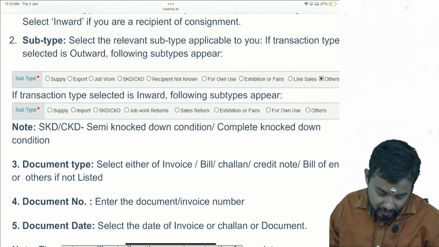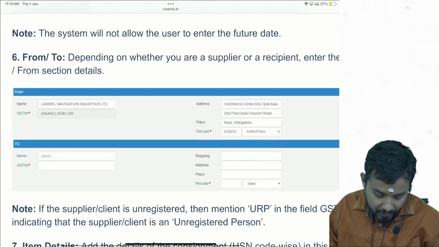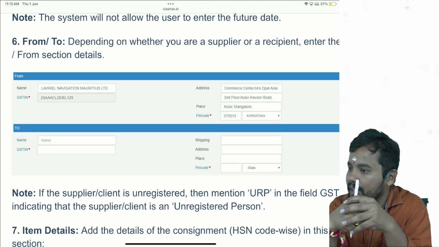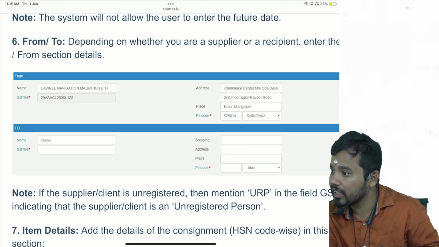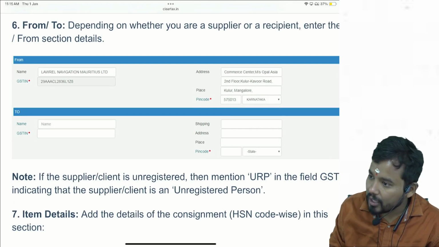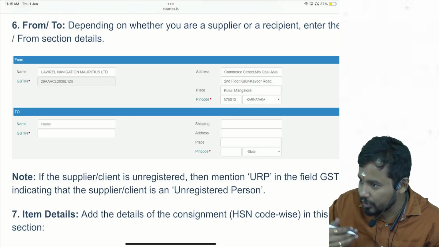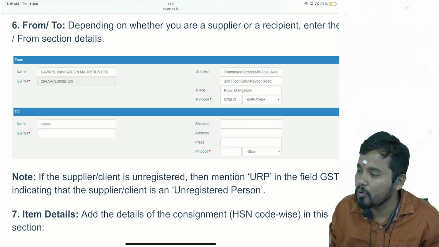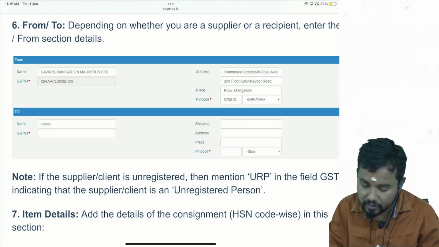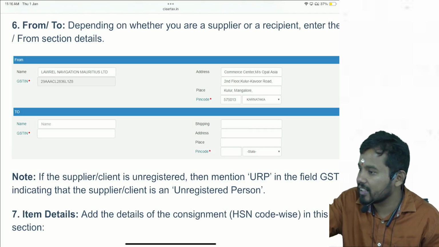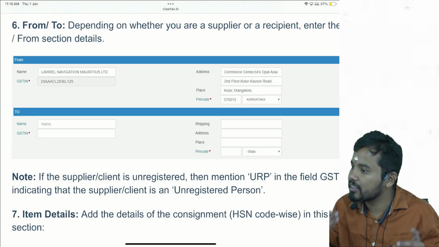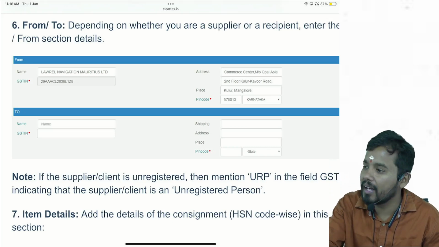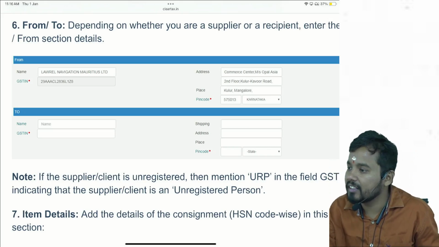See, these are the different subtypes. Okay na? Now after giving transaction type and after giving subtype, what are the other details you have to fill in the e-way bill? See, from and to, from which place and to which place you are taking. Whether the movement is initiated by the supplier or the recipient, this will not change, because the sending place and the receiving place, the origin place and the destination place, will be the same.